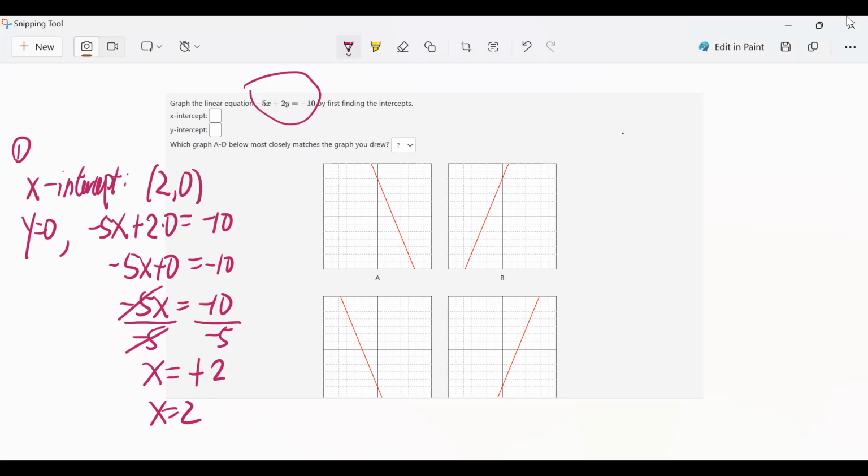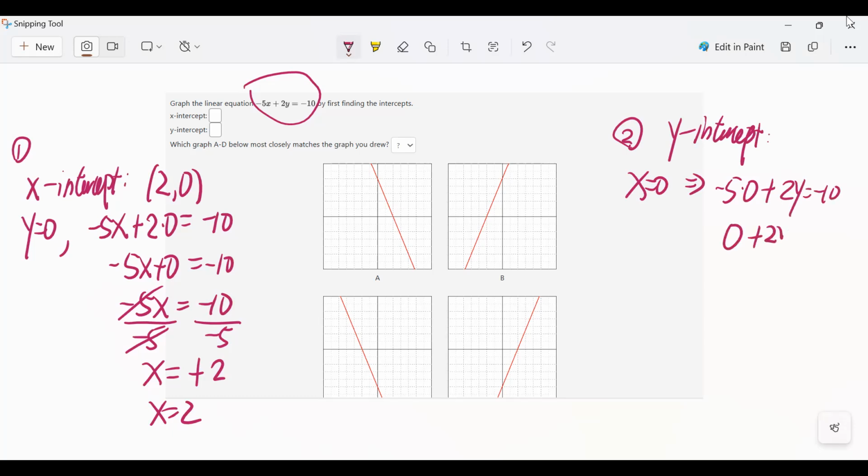Then we work on the y-intercept. Always when setting x equal to 0, we solve for y. So minus 5 times 0, adding 2y, equals 10. Now from here it is 0 plus 2y equals 10. 2y equals 10. Now let's divide both sides of the equation by 2, and we end up with y equal to 5. So the y-intercept is 0, 5.